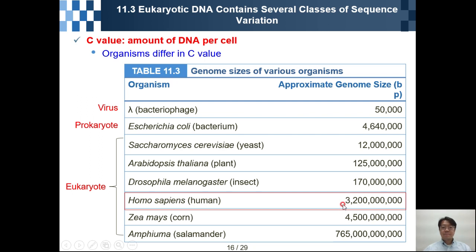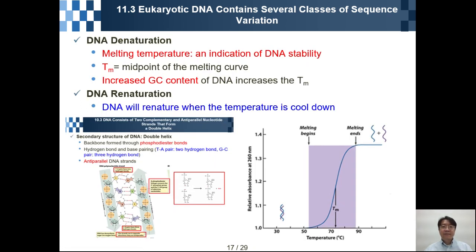Okay? So in this slide, I will explain another special characteristic of the eukaryotic DNA. They show a difference in DNA denaturation. So what is DNA denaturation? DNA is usually a double helix, and the strands are held by hydrogen bonding. For example, between adenine and thymine there is double hydrogen bonding, and between guanine and cytosine there are three pairs of hydrogen bonding. It's like this. So this is the double helix DNA.